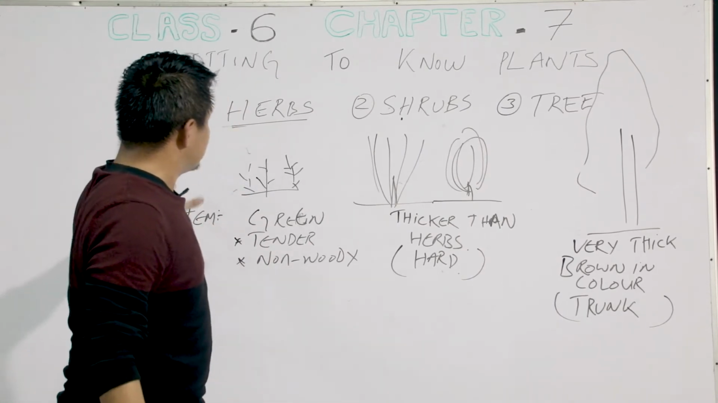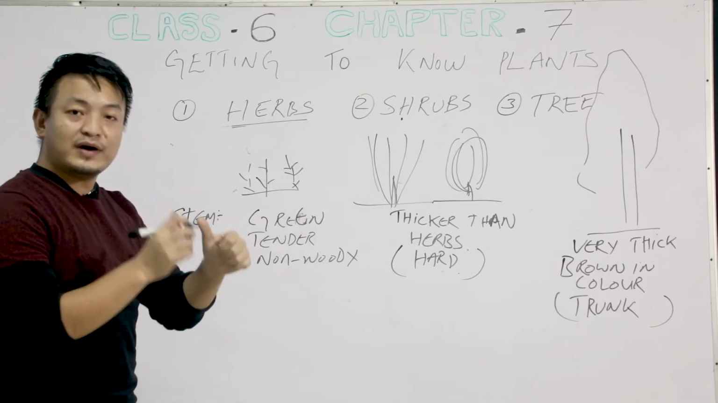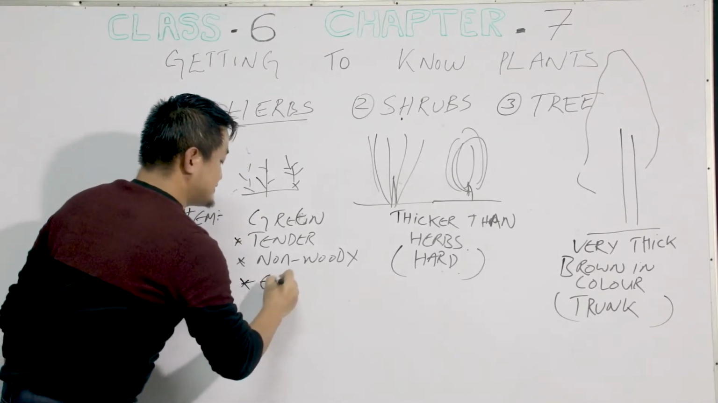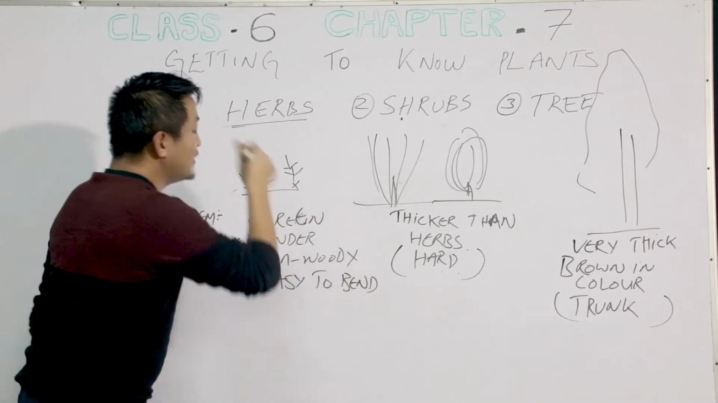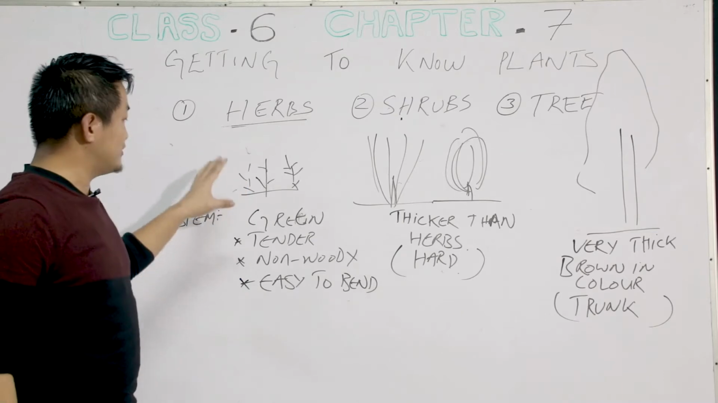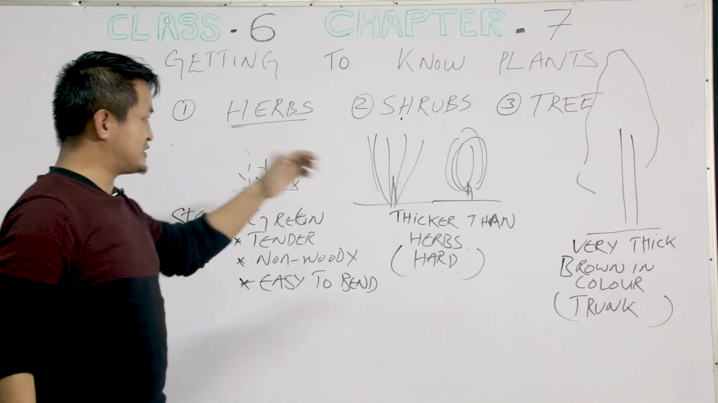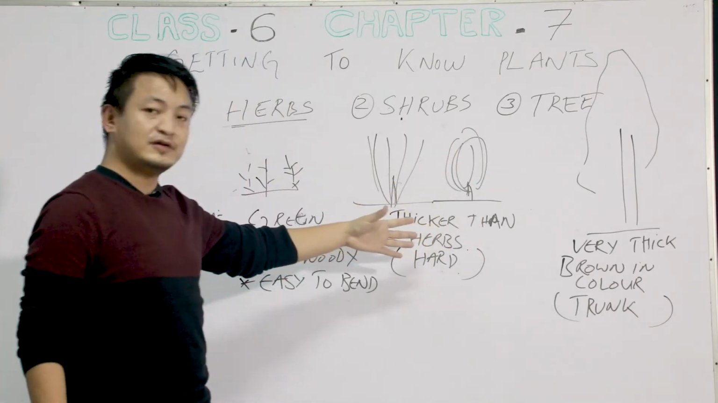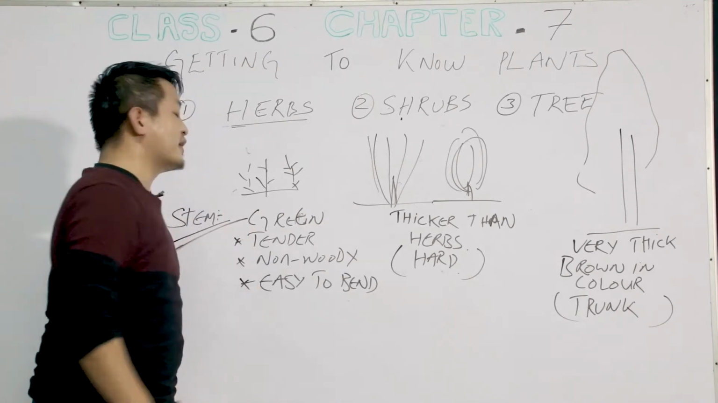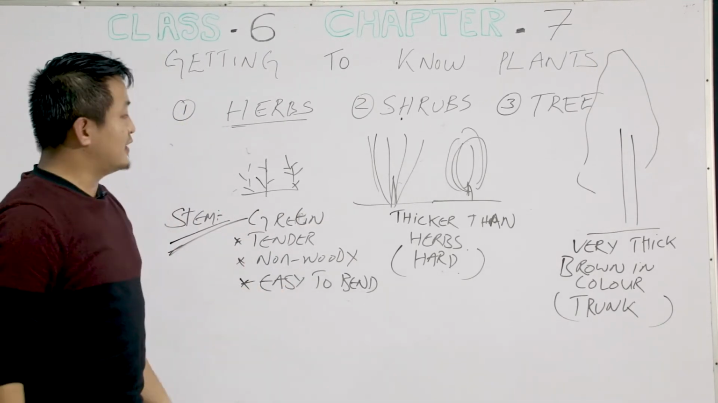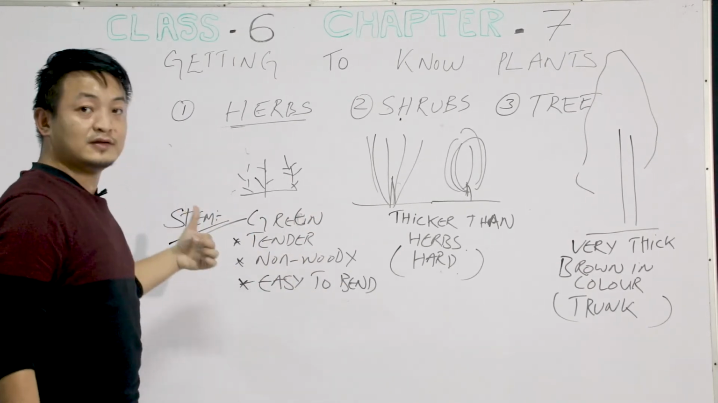Now, discussing the stem for the herbs, it is easy to bend, okay? You can easily bend, you won't have trouble bending these herbs, okay? But for shrubs and for tree, it's hard, okay? You can't just bend them. So this is the second point regarding the stem. Now you can just note these points down, we'll discuss the third point, okay?